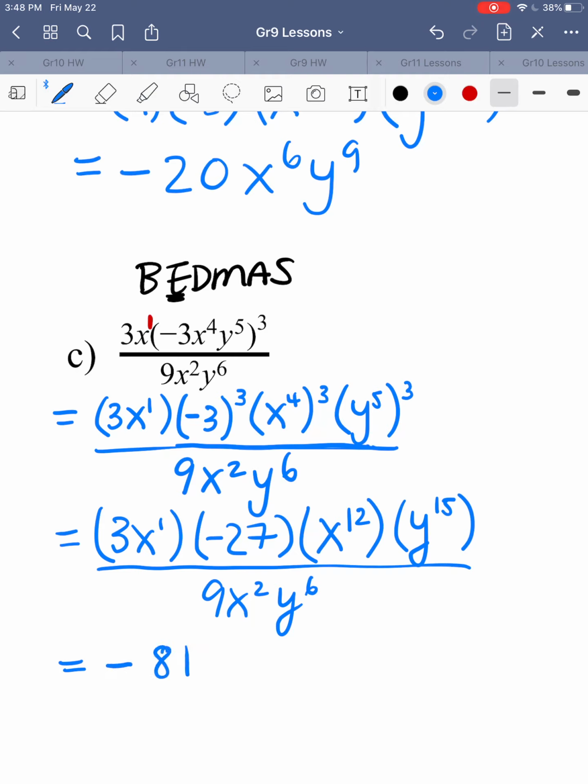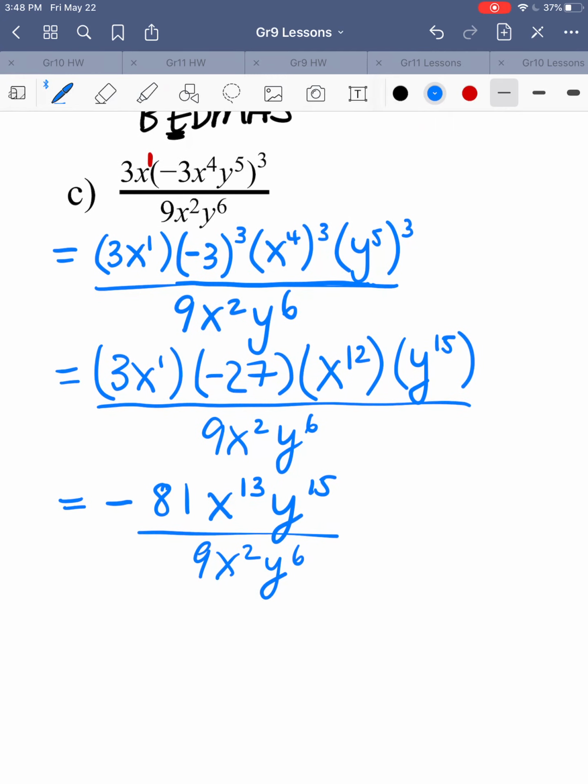We have x to the power of 1 times x to the power of 12. That gives us x to the power of 13. And then we have y to the power of 15. And all that over 9, x squared, y to the power of 6.